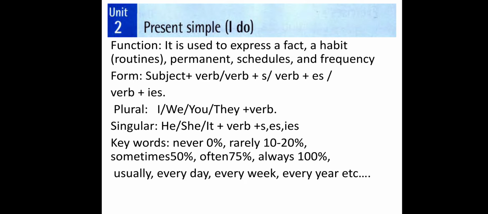There are keywords for present simple such as never, and the possibility of happening of never is 0. Rarely, the possibility of happening is 10 to 20%. Sometimes, the possibility of happening is 50%. Often, the possibility of happening is 75%. Always, the possibility of happening is 100%. And we have usually as well, and every with another word, for example, every year, every day, every week, etc.